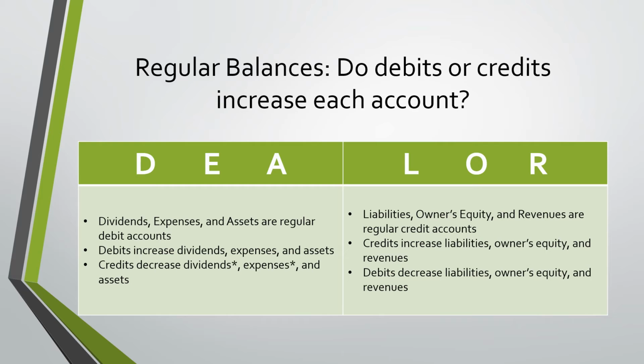The other side of this would be the LER of dealer, which means liabilities, owner's equity, and revenues. These are all regular credit accounts, meaning they increase with a credit and decrease with a debit. This is one of the most important things you can learn and remember early on.